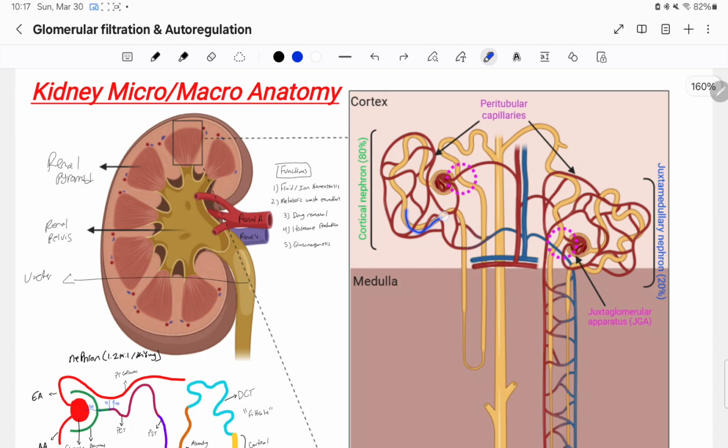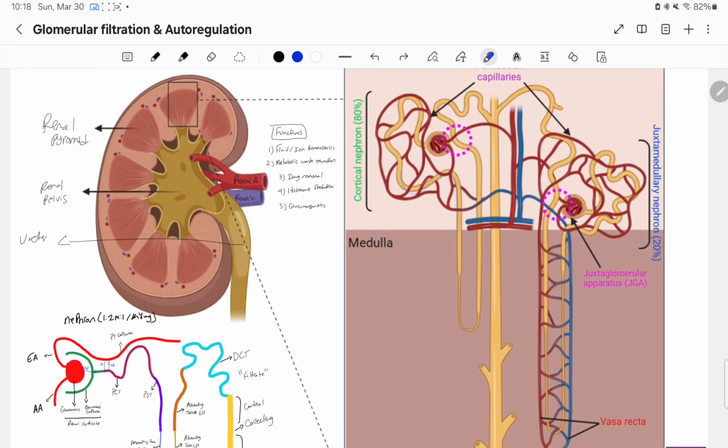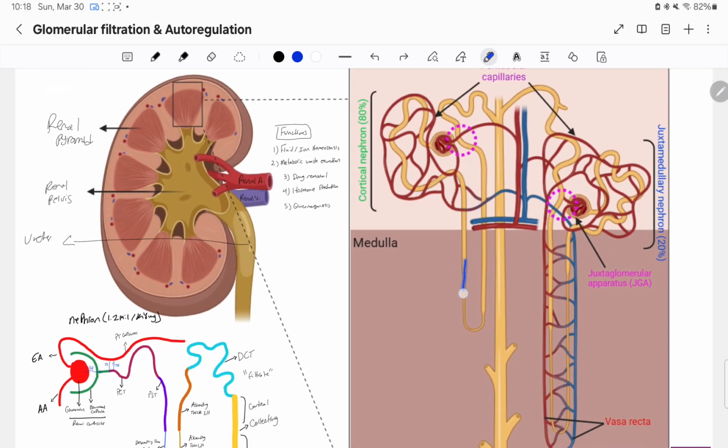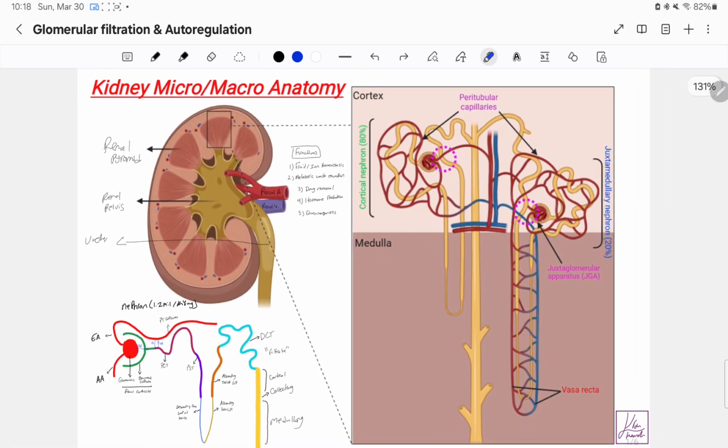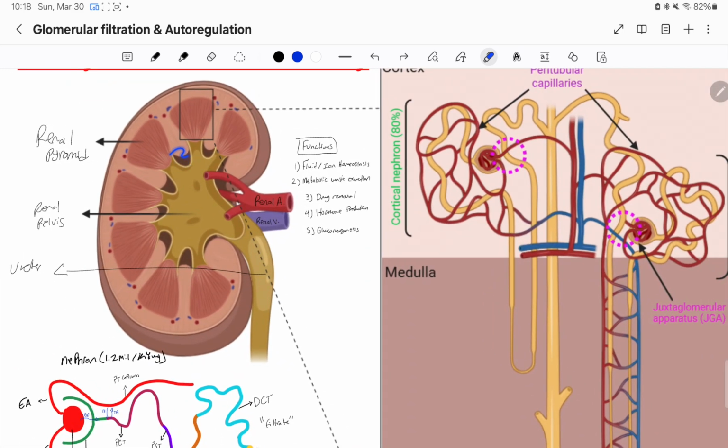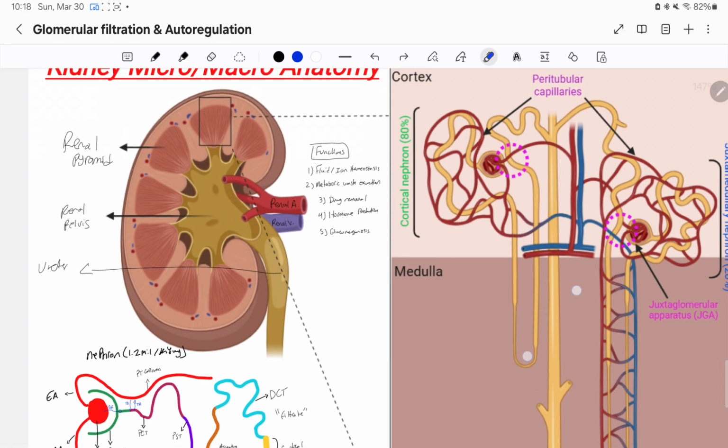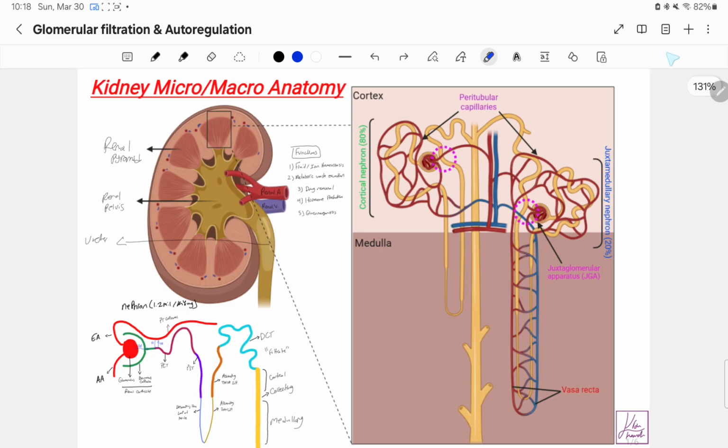Then that filtrate will carry on through the proximal straight tubule, down the descending loop of Henle, the ascending loop of Henle, join the distal convoluted tubule, and then finally join the collecting duct. And then after the collecting duct, it'll come down to these little minor calyces, then to the renal pelvis, then to the ureter, and so on, okay?